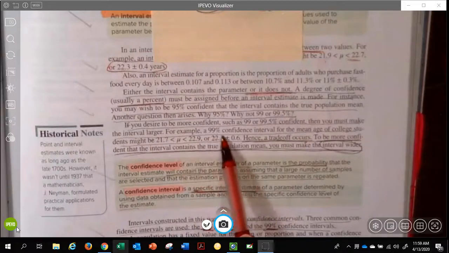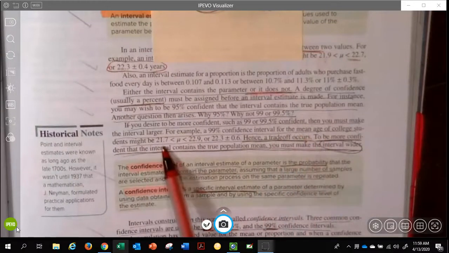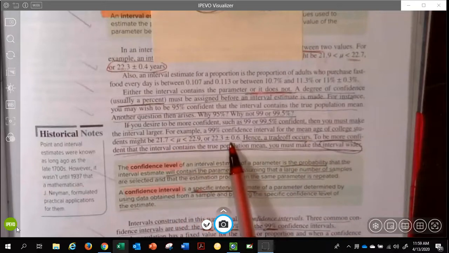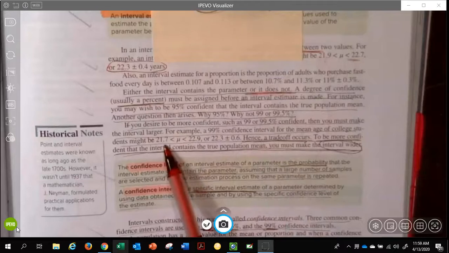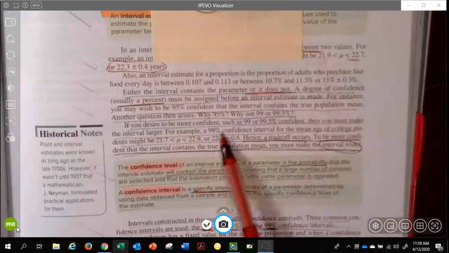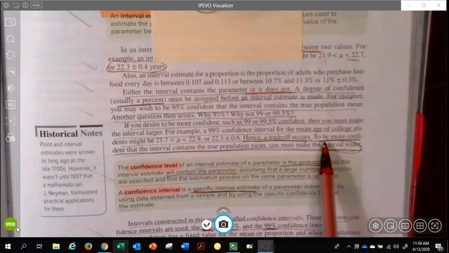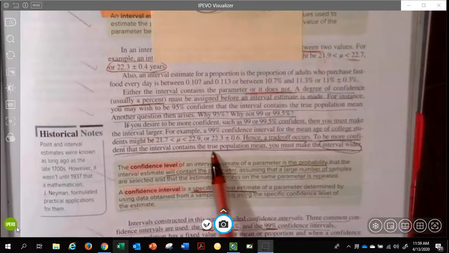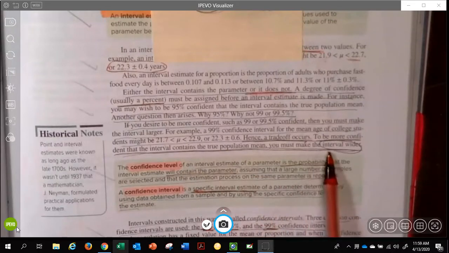For example, a 99% confidence interval for the mean age of a college student may be this. So hence a trade-off occurs. This is lower than where we were up here. This is higher than where we were here. To be more confident that the interval contains the true population mean, you got to make it wider.